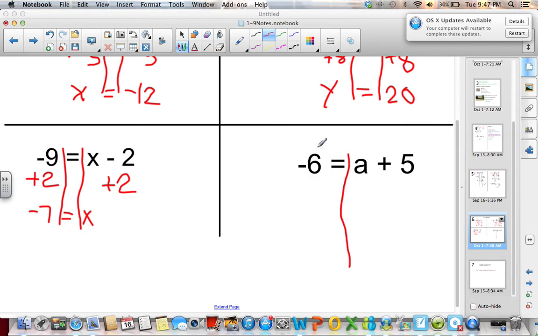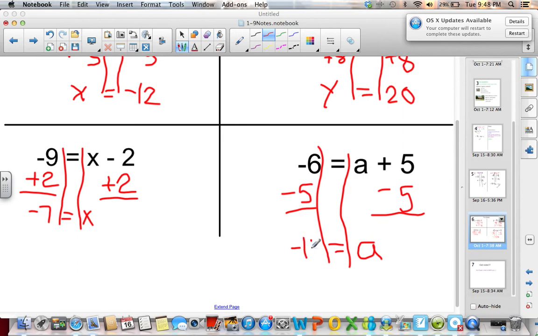Even if you can do it in your head and even if you know how to do it, I still want you to get in the habit of solving problems like this and writing out all of your work because you're eventually going to need to. Okay? Sometimes I like to put a line underneath, actually. So we had adding 5, so we're subtracting 5 because it's the opposite. So we have A equals negative 11, or we would say negative 11 equals A.